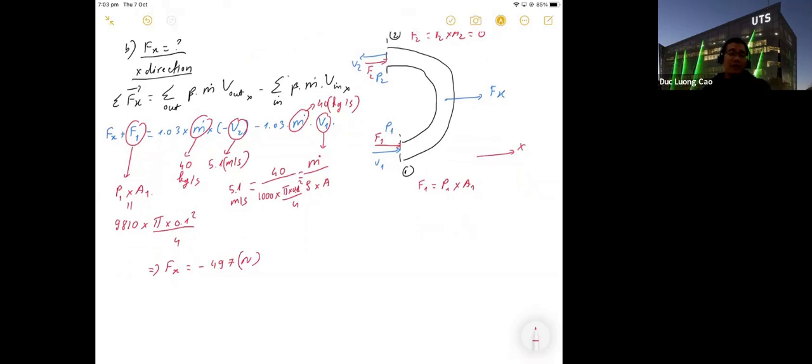You have Fx is negative 497. It means you have Fx is 497 Newton and Fx is from right to left. This one is Fx right to left. Okay, not left to right as assumed. Fx is actually from right to left, not left to right. Okay, so you have Fx. Now do you have any question? Any question?